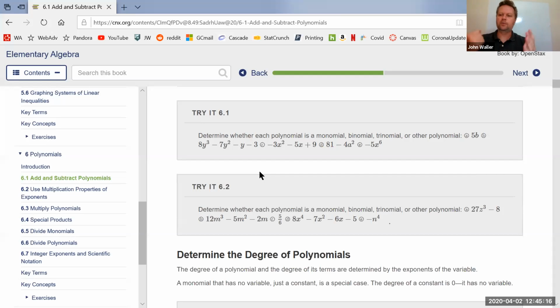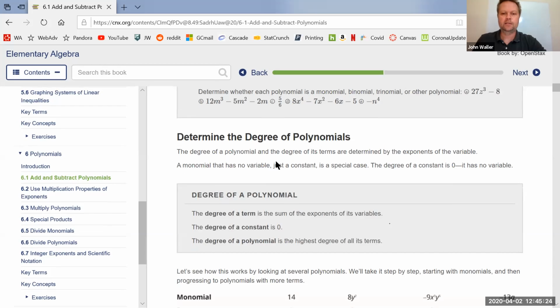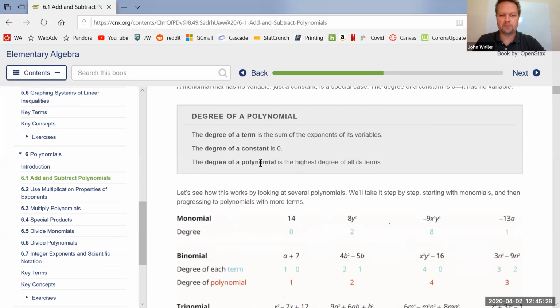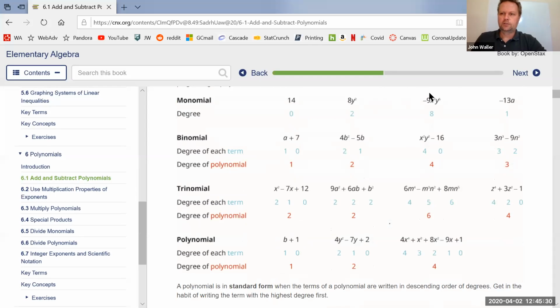So monomial, binomial, trinomial, any more than that, let's just call it polynomial. Poly meaning many. Let's get something more interesting, something called the degree of a term. So the degree is, now get ready for this, this sounds like a note. The degree of a term is just the total number of variables in that term.